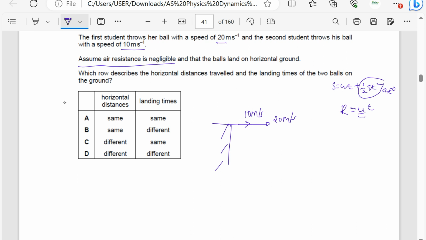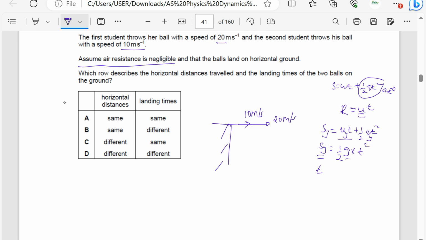But if I consider vertical motion to check the time, they follow the same vertical distance. So S in the vertical is going to be the initial velocity in the vertical, which is 0, times t, plus a half a t squared, where a in the vertical is g. So this part is 0, and it is a half times g times t squared. Since the vertical distance is the same and g is a constant, then t in the vertical is the same.